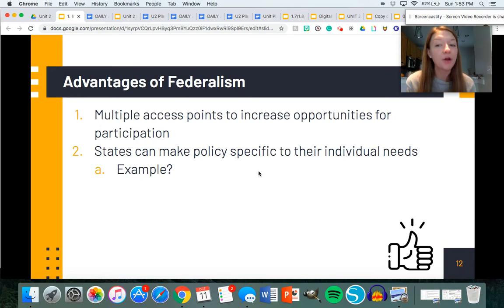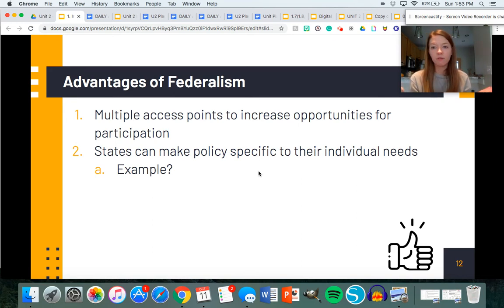Ohio does not need to worry about that, right? We're not near an ocean. What we need to focus on might be tornado evacuation, things like that. Colorado doesn't need a hurricane policy, but it needs to think of something about maybe snowstorms, avalanches, things like that.